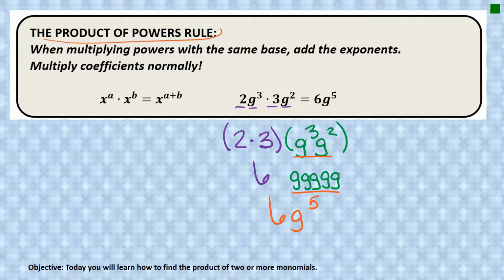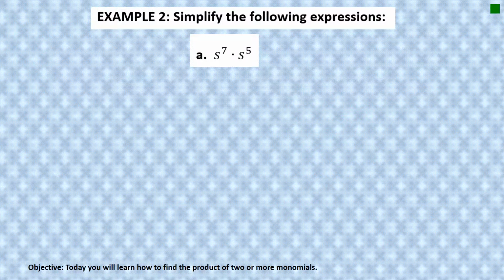So that's what this product of powers rule says. If you've got the same variable base being multiplied, all you do is add the exponents. All right, so look at this one.